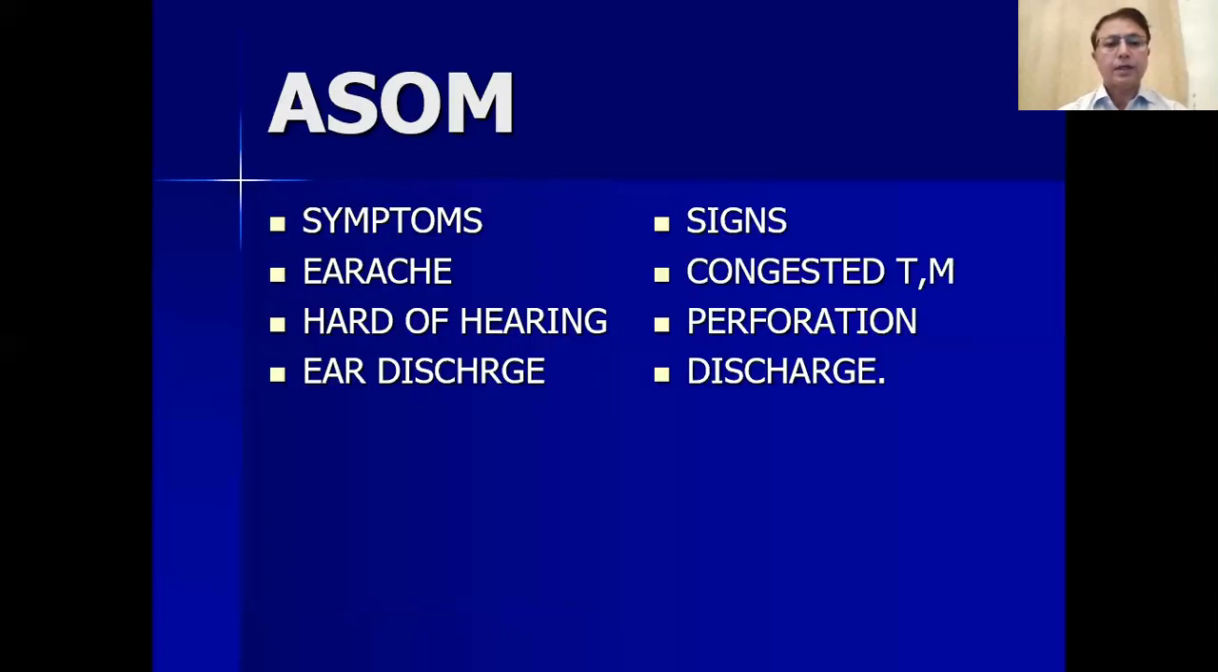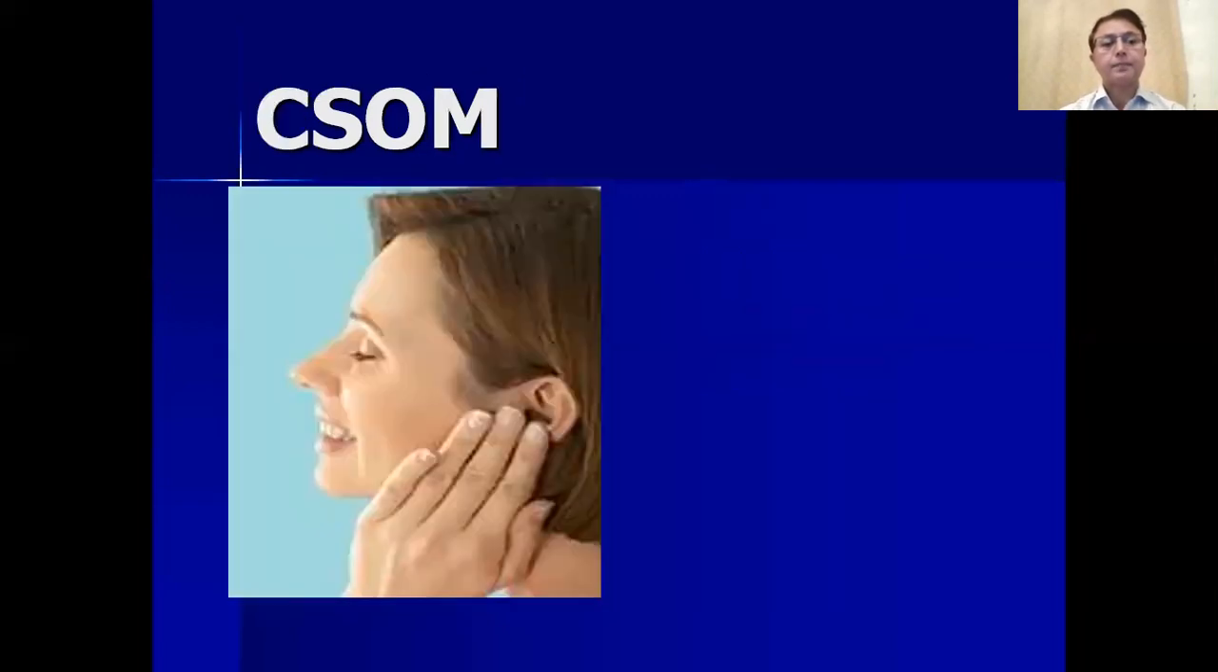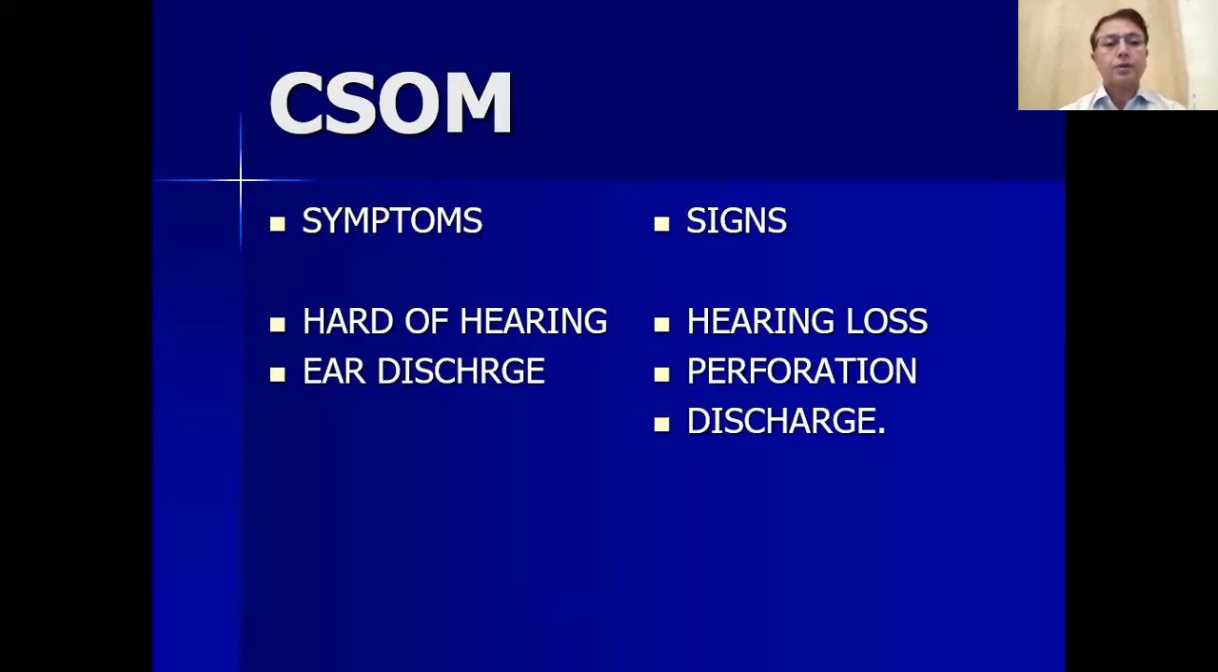Acute middle ear infections usually present with earache, hard of hearing, and later on ear discharge. Signs are almost the same. Initially, the eardrum is congested, boggy, then there's perforation, and then purulent discharge from the affected ear. In chronic suppurative otitis media, the germs are different. The disease is more troublesome.